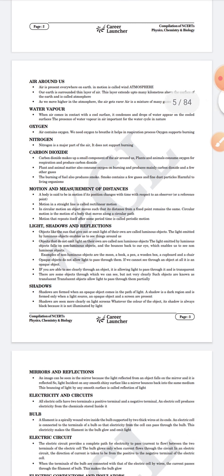Carbon dioxide. Carbon dioxide makes up a small component of air around us. Plants and animals consume oxygen for respiration and produce carbon dioxide. Plant and animal matter also consume oxygen on burning and produce mainly carbon dioxide and a few other gases. The burning of fuel also produces smoke. Smoke contains a few gases and fine dust particles harmful to living organisms.